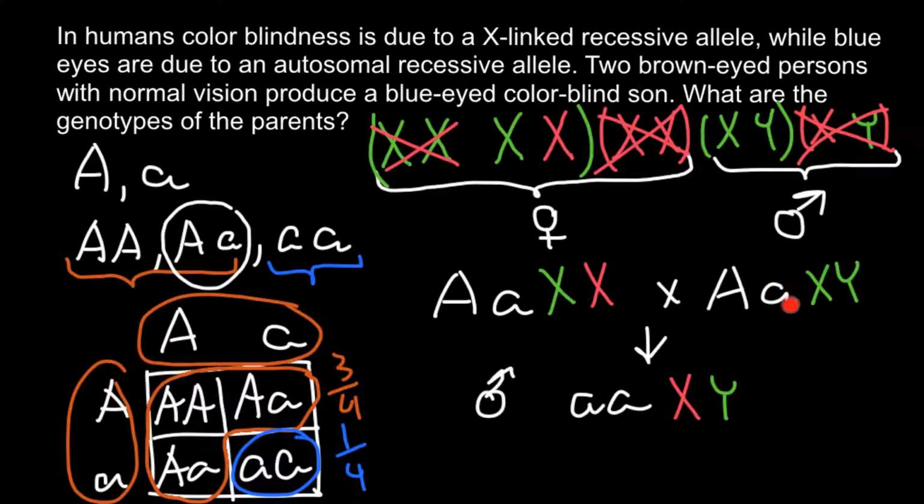So the result of such a cross would be 50% of the male progeny going to be colorblind, 50% of the male progeny going to be with normal vision, and 100% of their daughters would have normal color vision. So this is all for today.